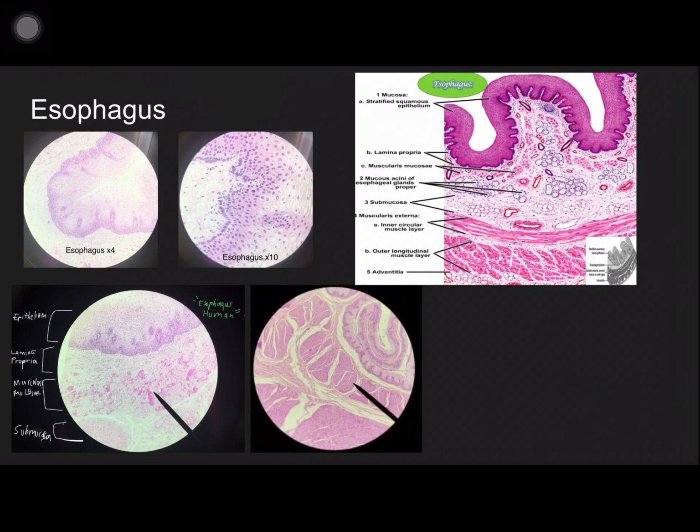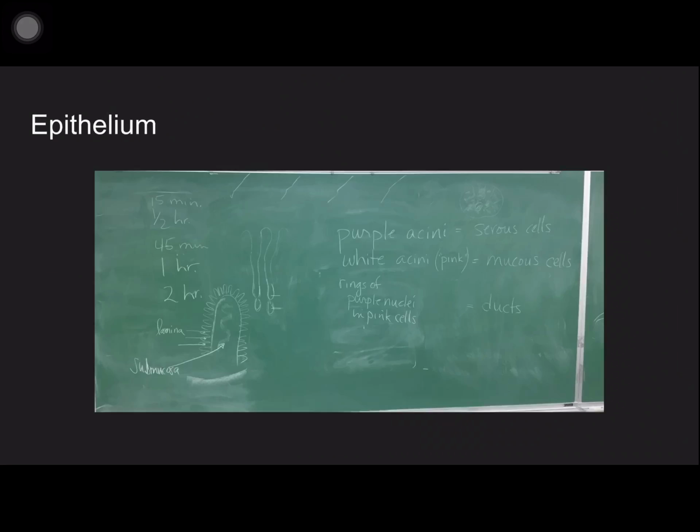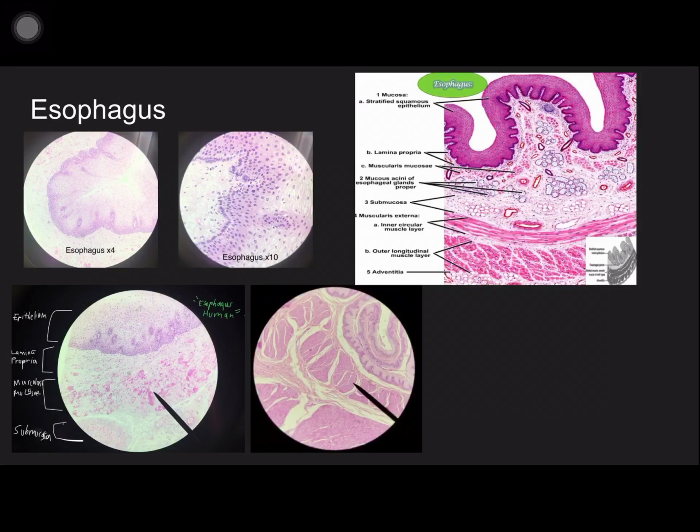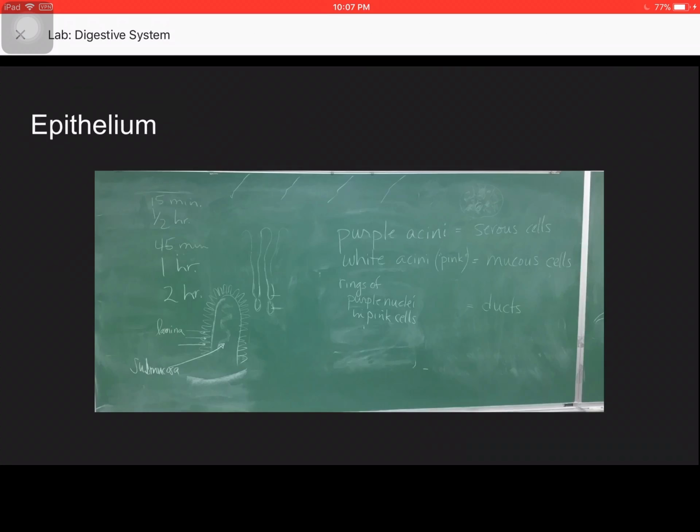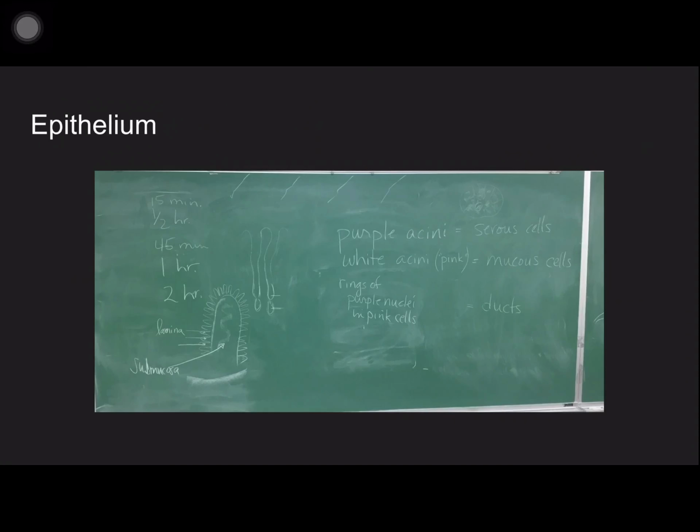Okay. Onto the esophagus. So our esophagus.